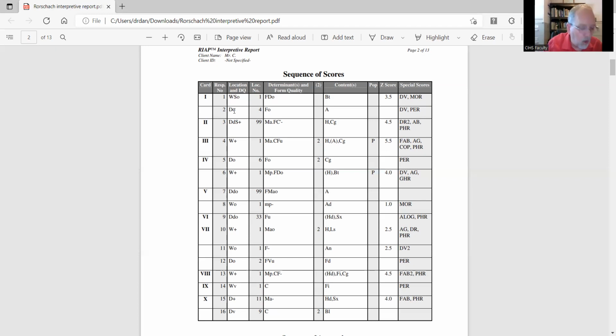Okay, now the second response is DO. So it is a common detail. It is an ordinary detail. How do we know it's an ordinary detail? The D stands for detail. What this means is that there is a detail used for the response, and then the O means that it is an ordinary one that is used.